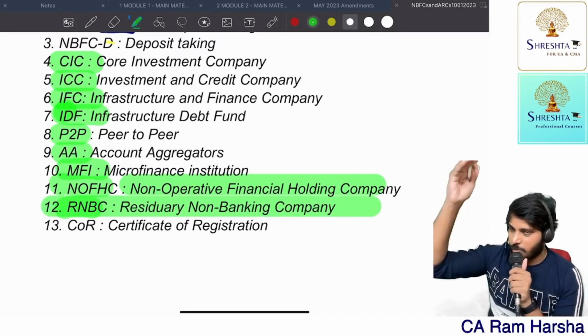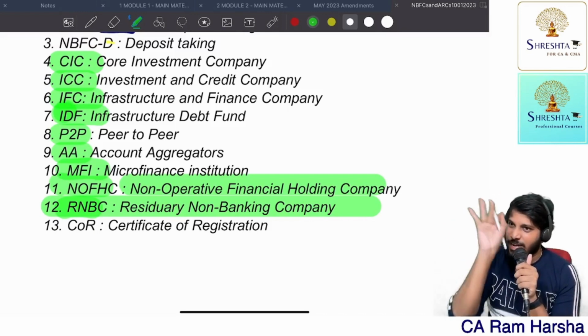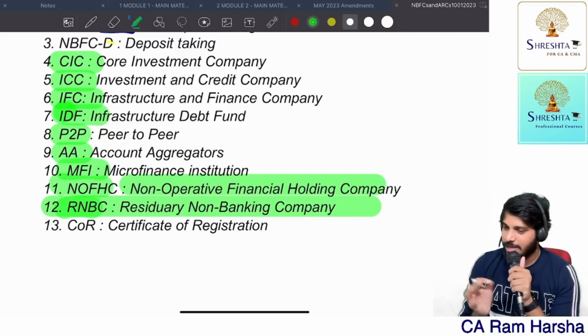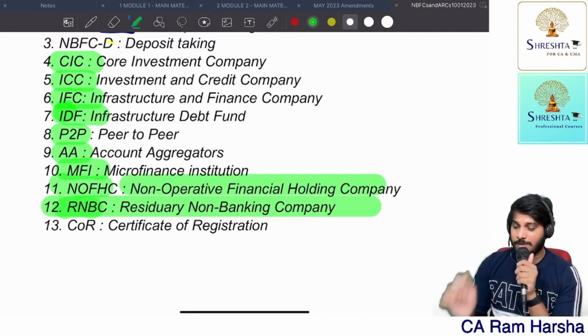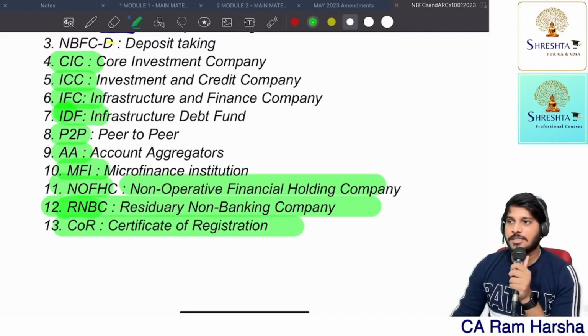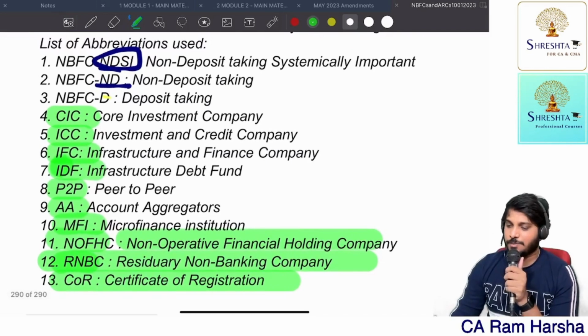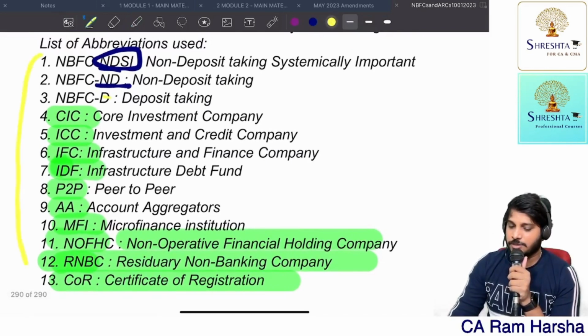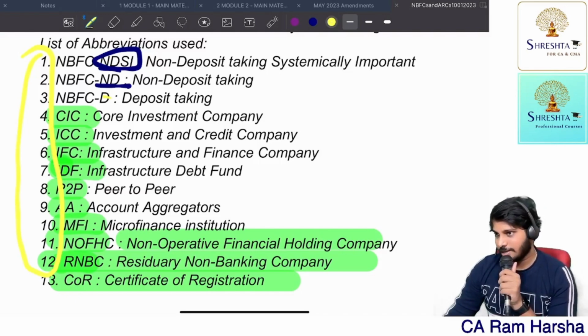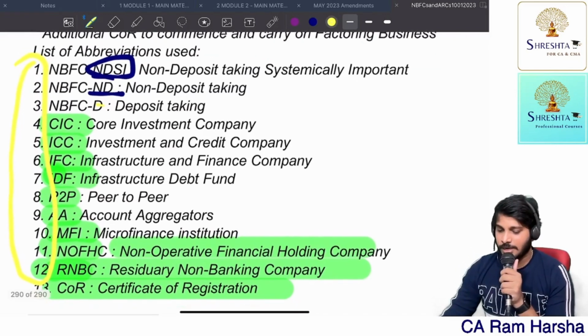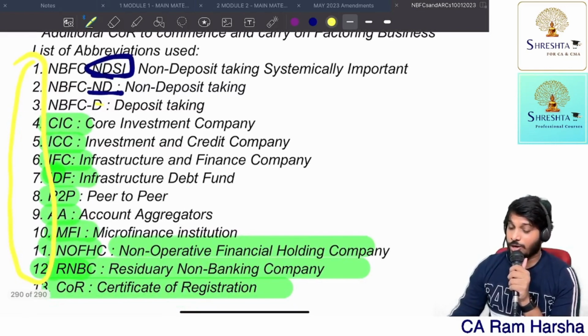They have given so many classifications. If you do not fall under any of the specific names, then you are treated as residuary NBFC. Then COR means certificate of registration. Broadly speaking, how many types of NBFCs do we have? Only these types. Are you getting the point? Now, what are peer-to-peer and all these? We will see that.